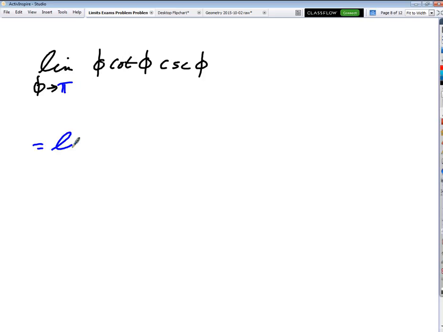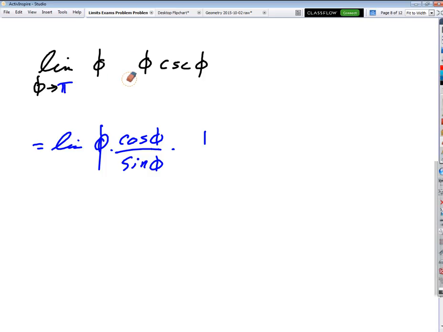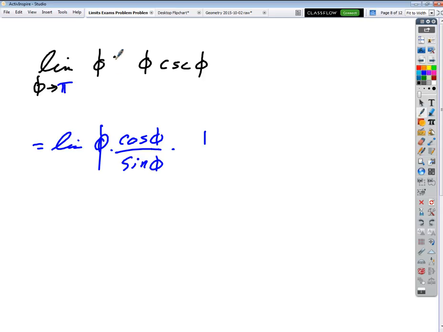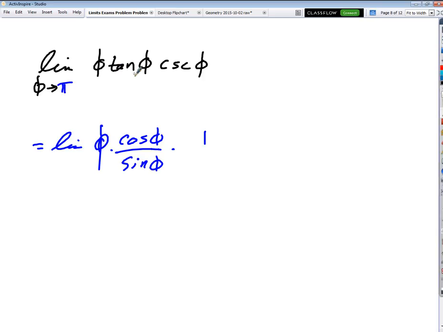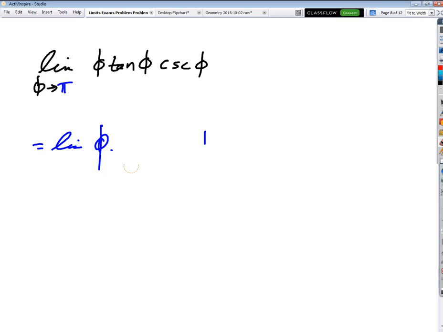So this is going to look like the limit of phi times cosine over sine. Oh, I think I messed that up. What I really wanted to do with this, hang on a second. I wanted this to be a tangent, so it did cancel out. Yeah, I wanted this to be a tangent, for sure. So let's go back. Change your notes: sine over cosine.